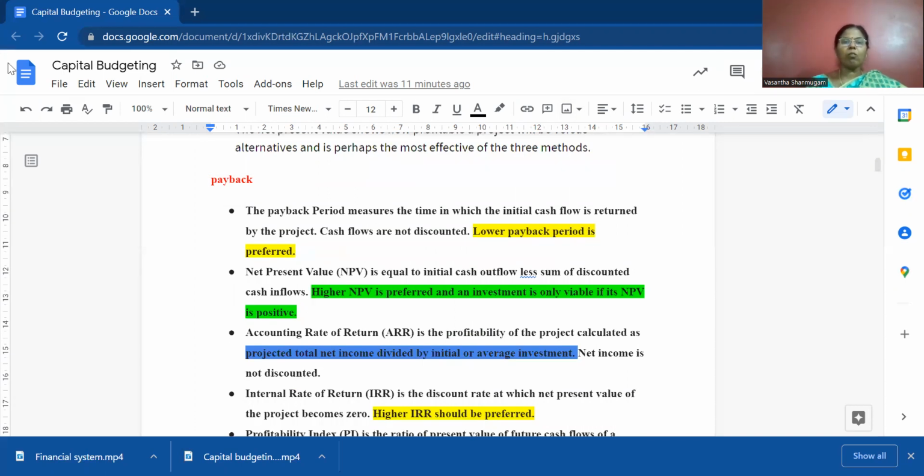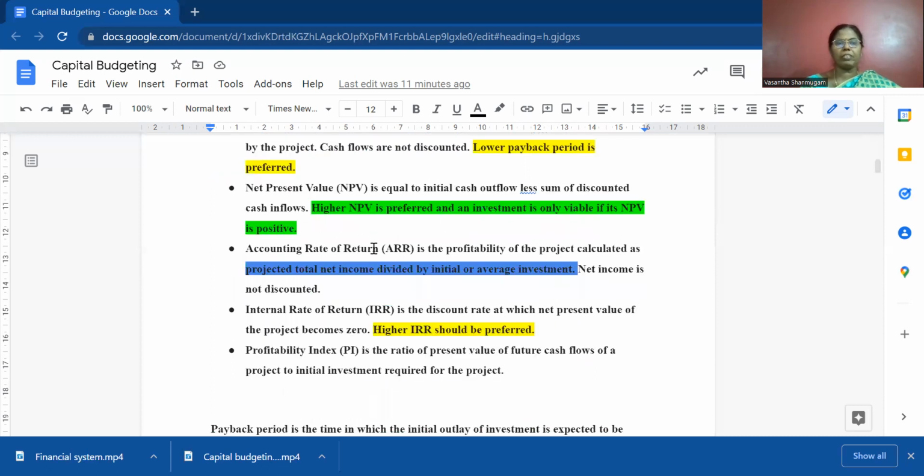But one of the important limitations of the payback period method is that cash flows are not discounted. That is, the present time value of money is not applicable in the payback period; they don't consider it at all. As far as this method is concerned, a lower payback period is preferred over a project having a higher payback period. The remaining methods I'll discuss later. Now our focus is only the payback period method.